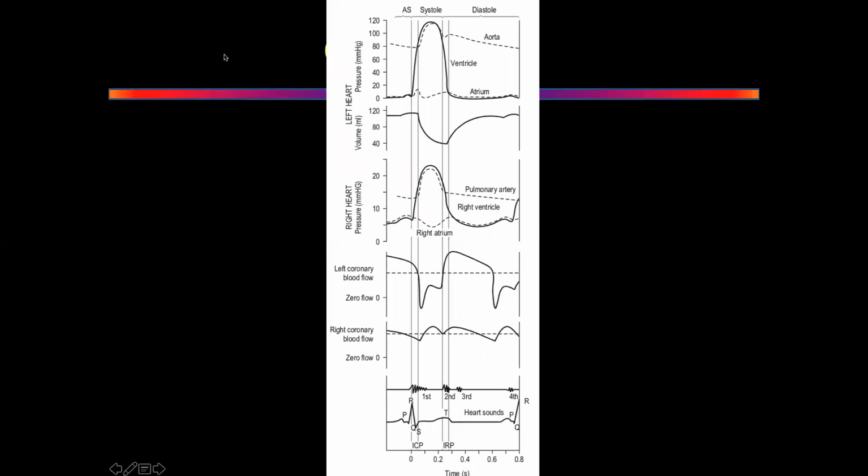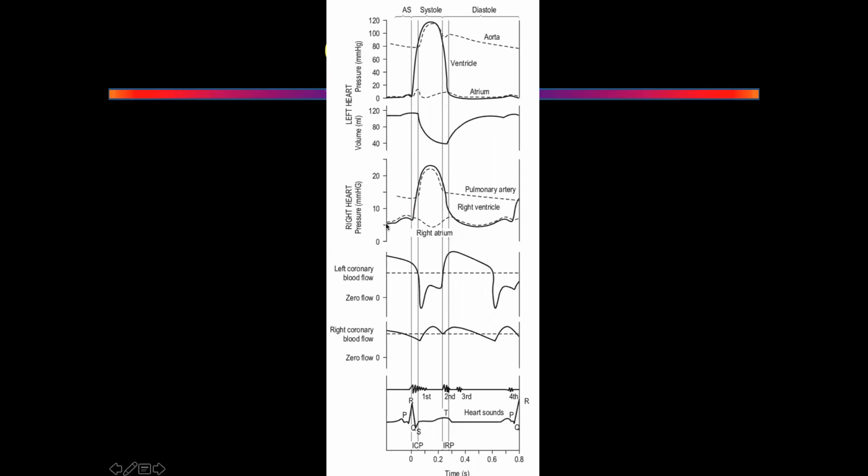So I want you to draw the left heart pressures, looking at this spike, looking at the left ventricle, and then tracing your atrial pressure. I want you to draw the aortic pressure. I want you to draw the left ventricular volume, how it drops and then slowly fills up, then rapidly fills up, then the atrial bump.